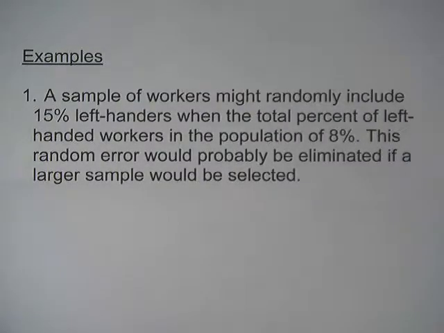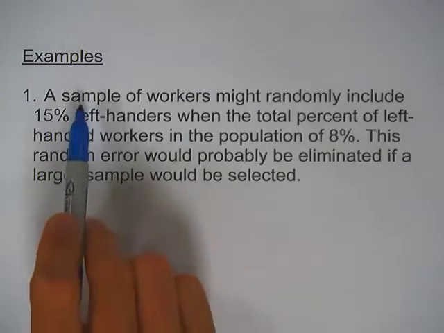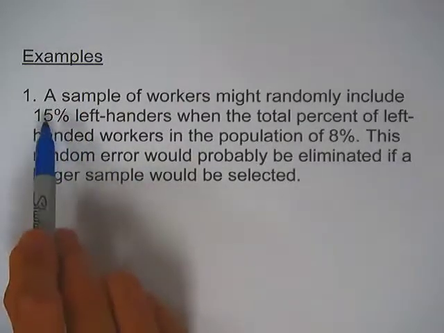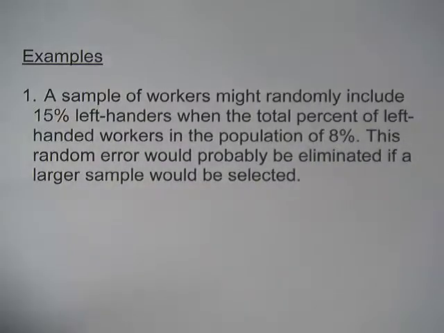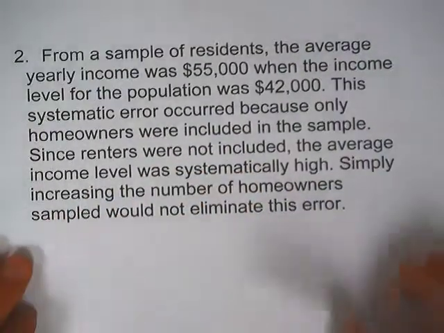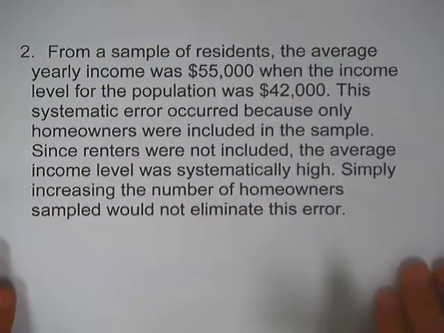This random error would probably be eliminated if a larger sample would be selected. So if you increase that sample size, chances are this 15% is going to be a lot closer to that 8%. Okay, so this is an example of when a random error might occur. So now let's take a look at an example where a systematic error might occur.